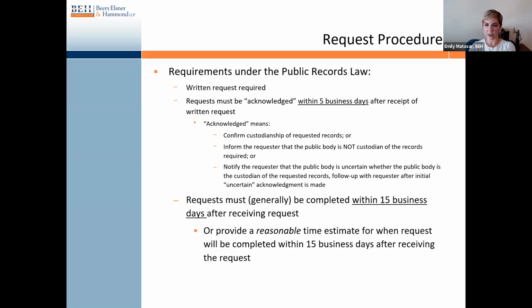Before we get to that, if you cannot complete the request within 15 business days, you must provide a reasonable time estimate for when the request will be completed, and that estimate must be provided within 15 business days. The estimate, however, is also appealable to the DA. The language in the law is that it's appealable if the person believes that the estimated time frame is unreasonably long and will result in undue delay of disclosure. So you want to think carefully about how reasonable your estimate is.